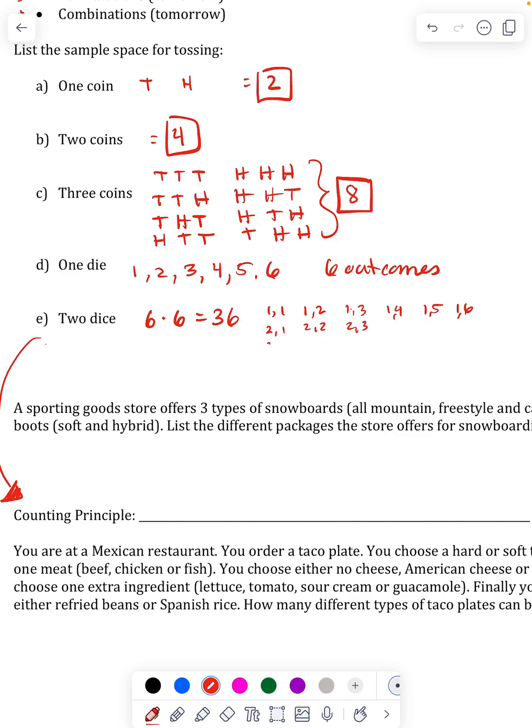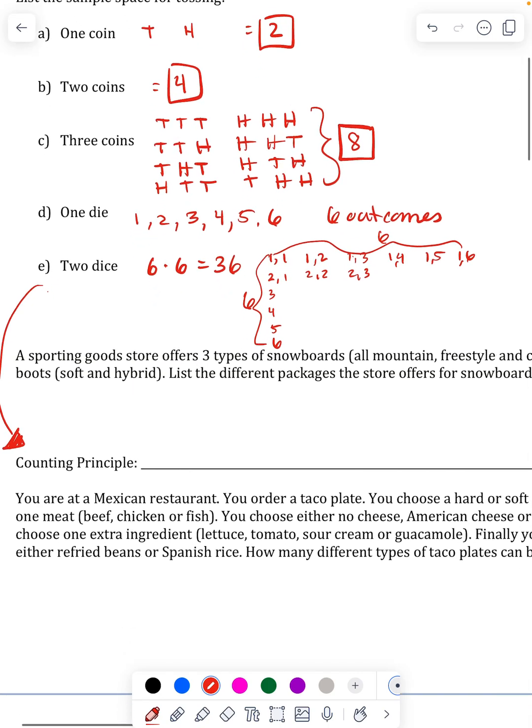And I would have to do that for all the possibilities of getting 1, 2, 3, 4, 5, 6 on the first roll and then all the possibilities. So what I would end up with here, if you can see it, is 6 options across, 6 options down. So almost like finding the area, 6 by 6 would end up making those 36 possible outcomes.